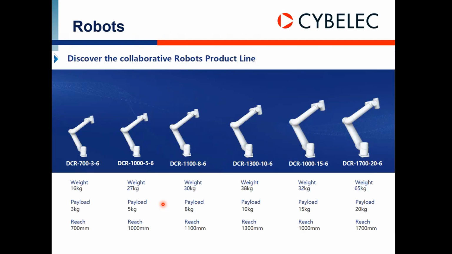Then starting April, we will sell robots. We have different kinds of robots. This is the current range that we sell. They are relatively small if you are in the world of robots, with the minimum payload of 3 kilos up to 20 kilos and a reach of 1.7 meters. So those are relatively small robots for collaboration.